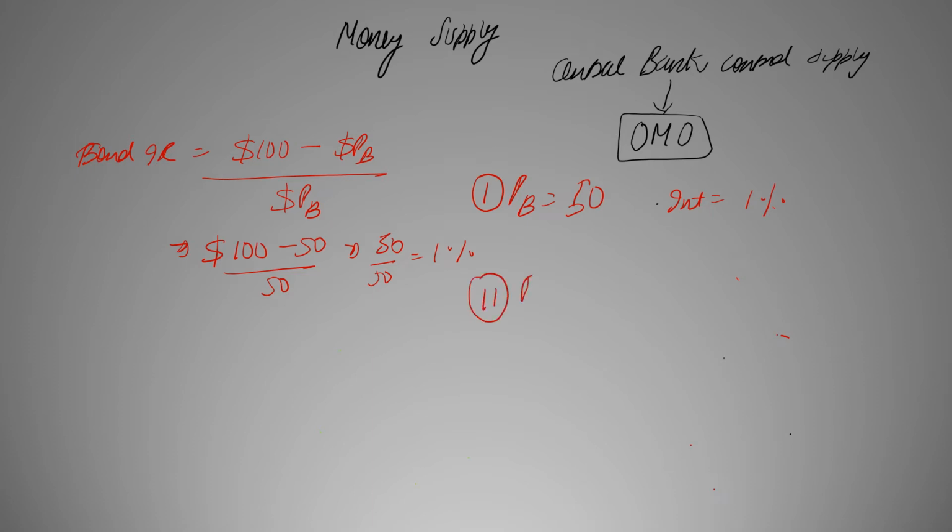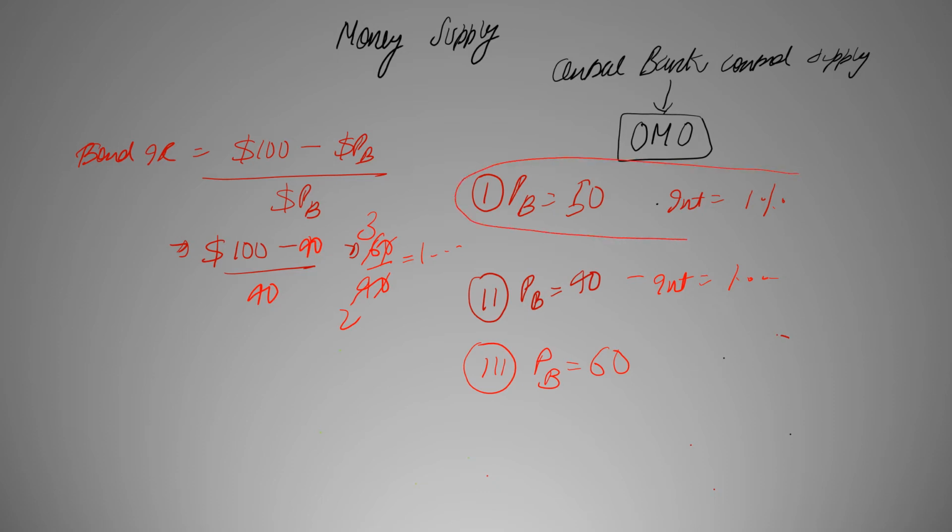Now in case 2, let's take PB equal to say 40. Adding the values to the formula, 100 minus 40 divided by 40 gives us 60 by 40, which is 1 point something. So interest is 1 point something. And in case 3, let's take PB equal to 60. So this was the first ideal case, this was the lower value, and now we are taking a higher value than this.